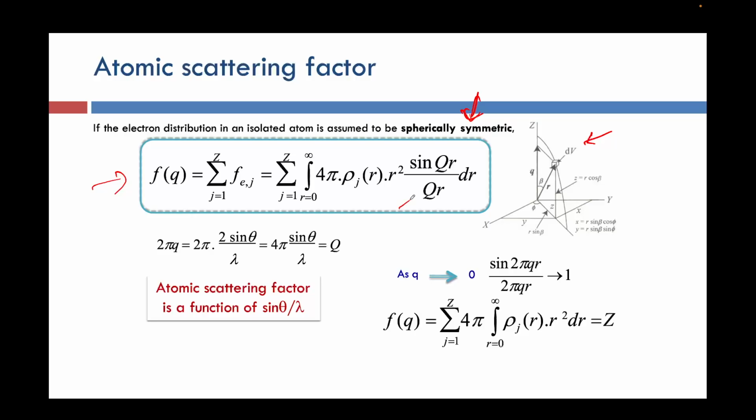Here you can see in the integration expression there is a term called sin QR by QR. It is something related to sin X by X, right? And we know that when X goes to 0, when we put the limit, this sin X by X value comes to 1, right?